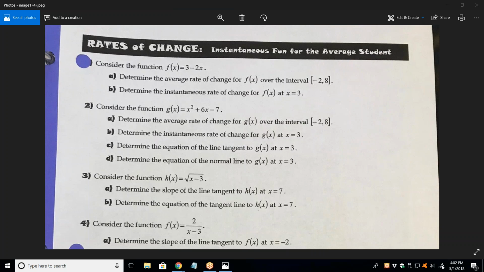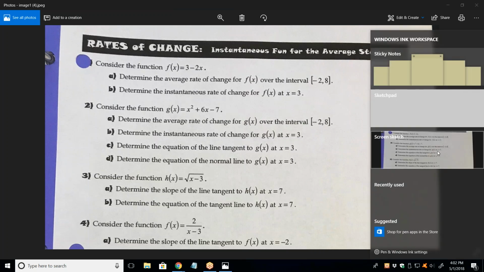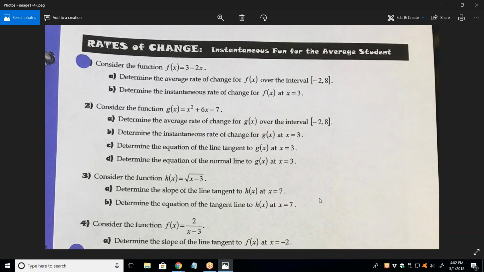All right. Where do we want to start here? Number one, I'm fine on. I started getting fuzzy. Let's do number 4. No, let's do number 3 actually.